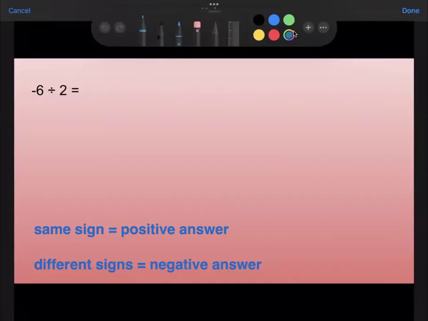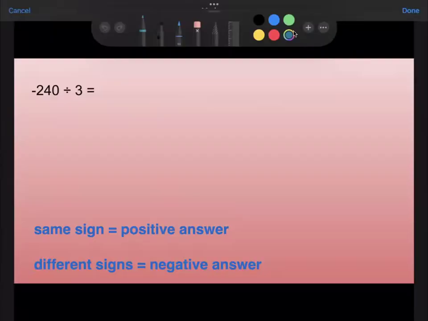Okay, here's our next one. It's -6 divided by 2. So first step is to decide whether this answer is going to be positive or negative. We're dealing with numbers that have different signs. The 6 is negative and the 2 is positive. So since they have different signs, we know our answer is going to be negative. So I'm going to go ahead and write a negative there. Now I just have to do the calculation, which is 6 divided by 2, and that equals 3. So the answer to this one would be -3.